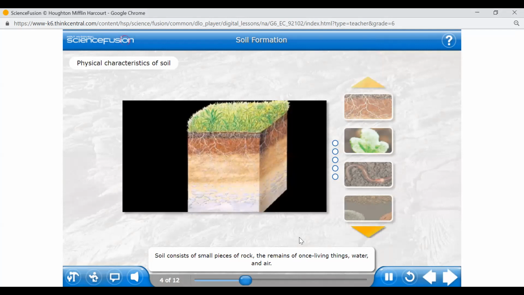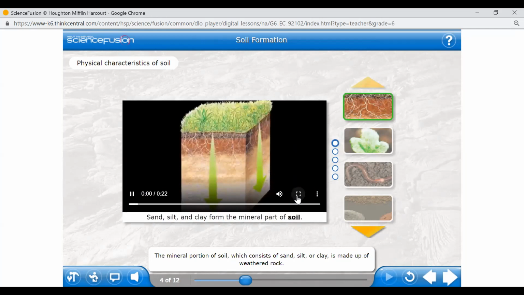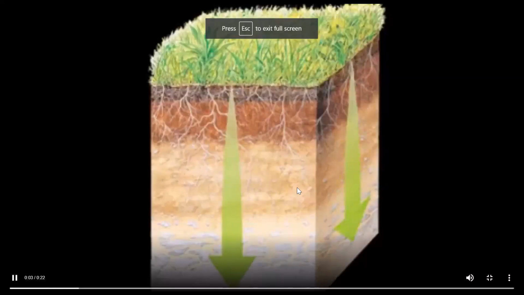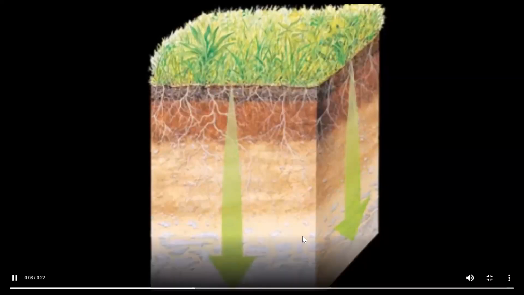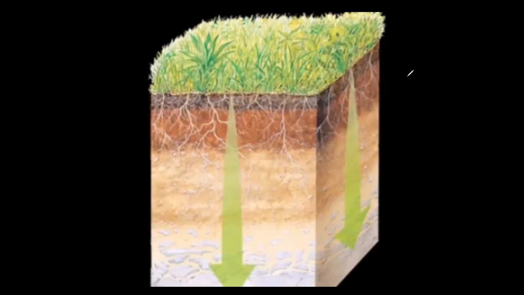Rock, the remains of once living things, water, and air. The physical characteristics of soil are influenced by how the soil formed and by the living things that live or once lived on or in the soil. Click the images to find out more. The mineral portion of soil, which consists of sand, silt, or clay, is made up of weathered rock. You can see how the fragments of rock in the top layers of this soil are smaller than the fragments of rock in the lower layers.